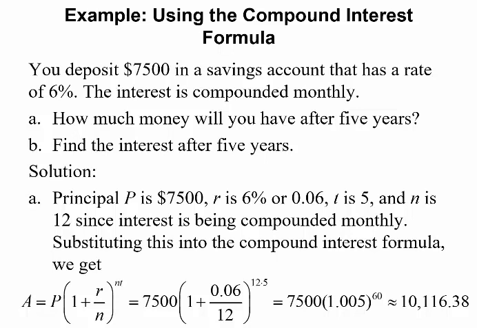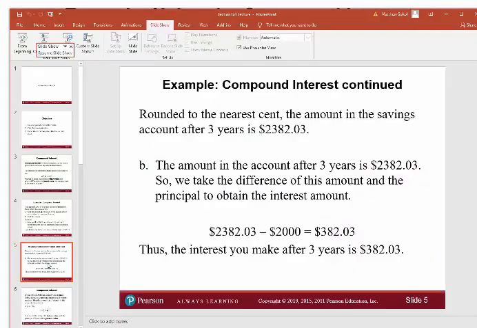Solution. The principal that you deposited is $7,500. The rate is 6%, so that's going to be my R. T is the number of years. Well, I have had it deposited for 5 years. And N is 12 because it's compounded monthly, 12 times per year. So substituting this into the principal interest formula.